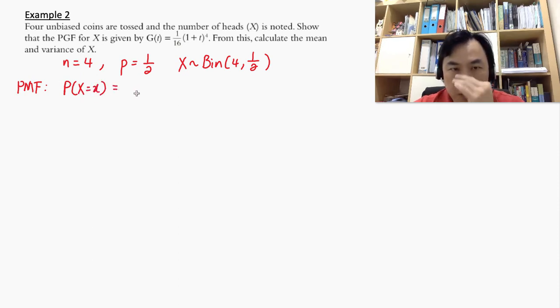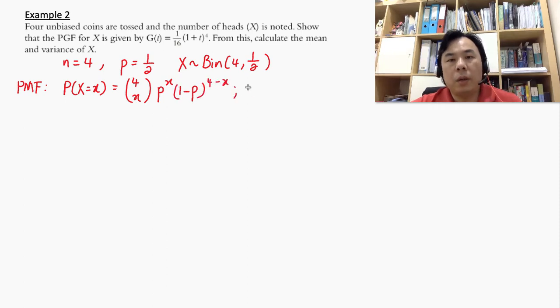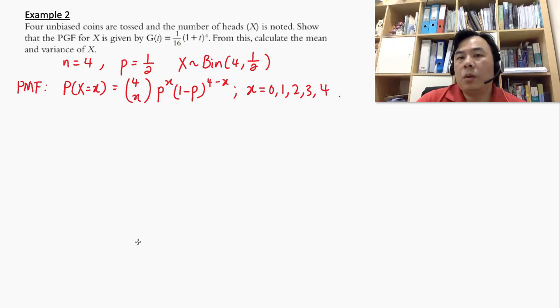What's the formula already? So it's n choose x here. I shouldn't have written n here because n has been given as 4, so I'll write 4 choose x. Now the probability of success raised to the power x, and then 1 minus p raised to the power 4 minus x, where x takes the values 0, 1, 2, 3, and 4. So I hope that's clear.